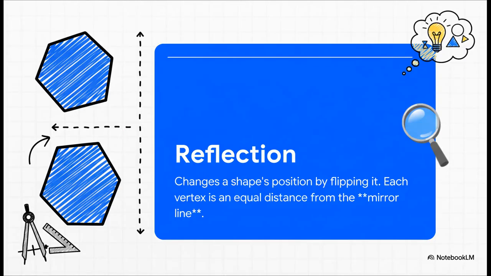And the number one rule for reflections? It's all about distance. Every single point on the new reflected shape is the exact same distance from that mirror line as its original point, just on the opposite side.